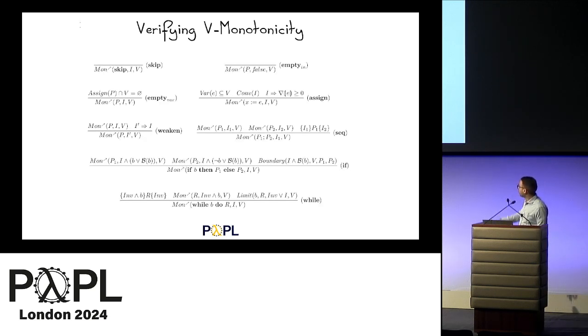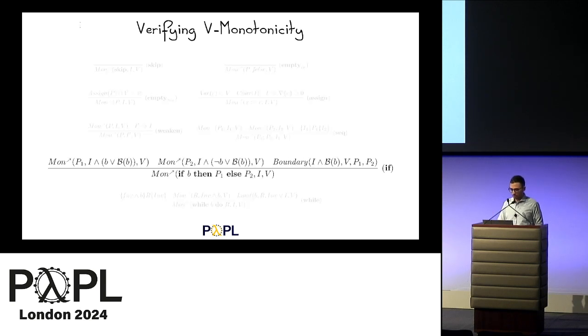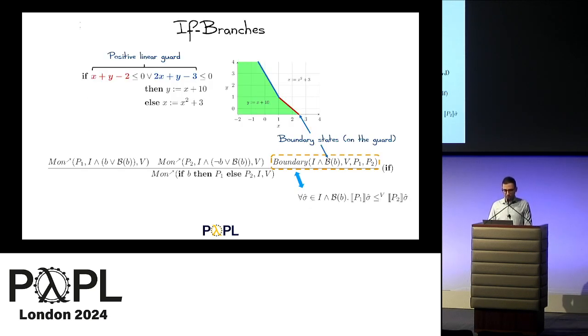So this is the set of rules of our proof system, and since I don't have enough time, I'm going to show you just the branch rule. The idea here for proving the non-decreasing property of a program with an if branch, which is actually the main construct which may break the monotonicity relation over states, is as follows: let's consider that the branches at least are non-decreasing. If the branches are non-decreasing, then in order to prove monotonicity of the if branch, we can consider boundary states.